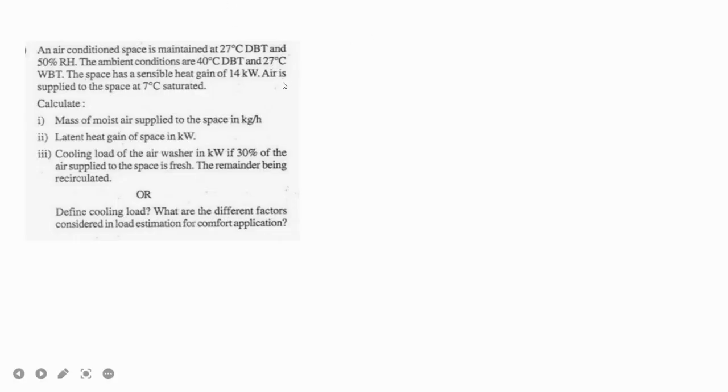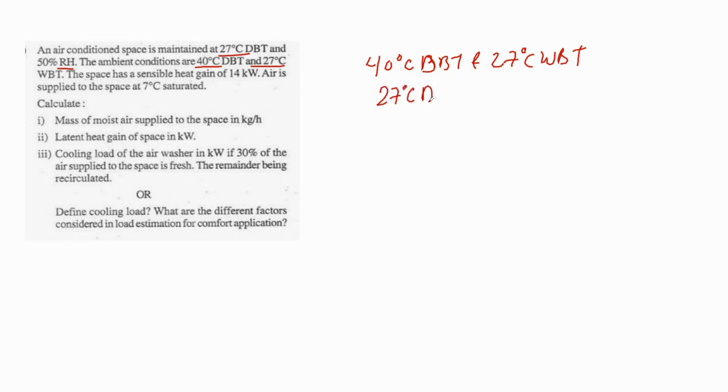So what it is saying, an air conditioning space is maintained at, ठीक है, एक रूम है जो 27 डिग्री सेल्सियस पे और 50% रिलेटिव ह्यूमिडिटी पे मेंटेन किया गया है। ठीक है, और हमें एम्बियंट टेम्परेचर कंडीशंस दी हुई हैं। What are the ambient conditions? They are 40 degrees Celsius DBT and 27 degrees Celsius WBT. Okay, and what are the conditions at the room? They are 27 degrees Celsius DBT and 50% relative humidity.